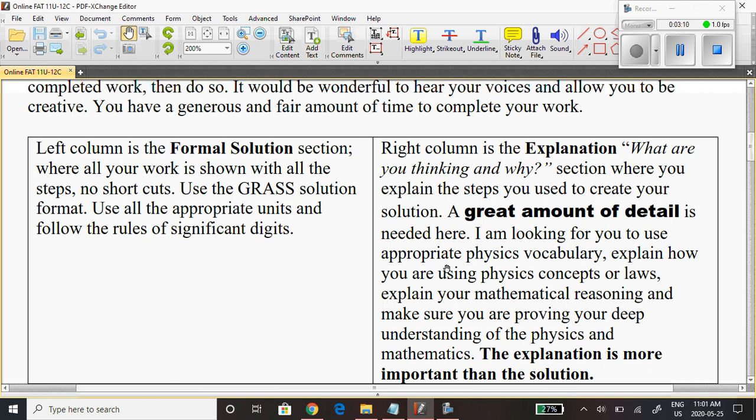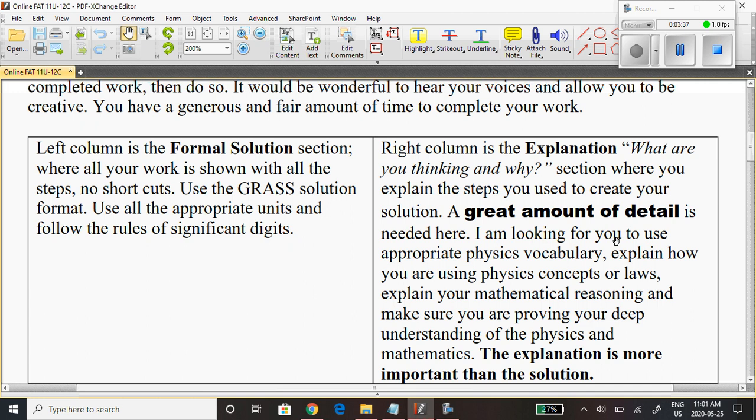Now, on the right-hand side of the paper, where you're going to be getting a lot of marks, you're going to put this column in. Right column is the explanation. What are you thinking and why? What are you thinking about and why are you thinking this as you're solving this? So this is the explanation section where you explain the steps you use to create your solution. Look what I wrote here in big letters. A great amount of detail is needed here.